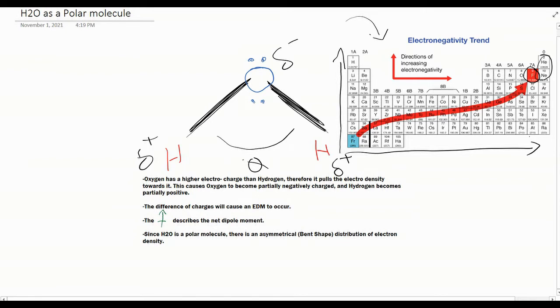The difference of charges between hydrogen and oxygen will cause an electric dipole moment, and we went over this in physics as well. It's going to be a dipole moment going this way. Therefore, your net dipole moment is going to go in this direction. So this is just a very basic explanation of why H2O is important in biochemistry and why it is polar. Again, it is due to its asymmetrical bent shape and the difference of electronegativity between the atoms, which is hydrogen and oxygen.